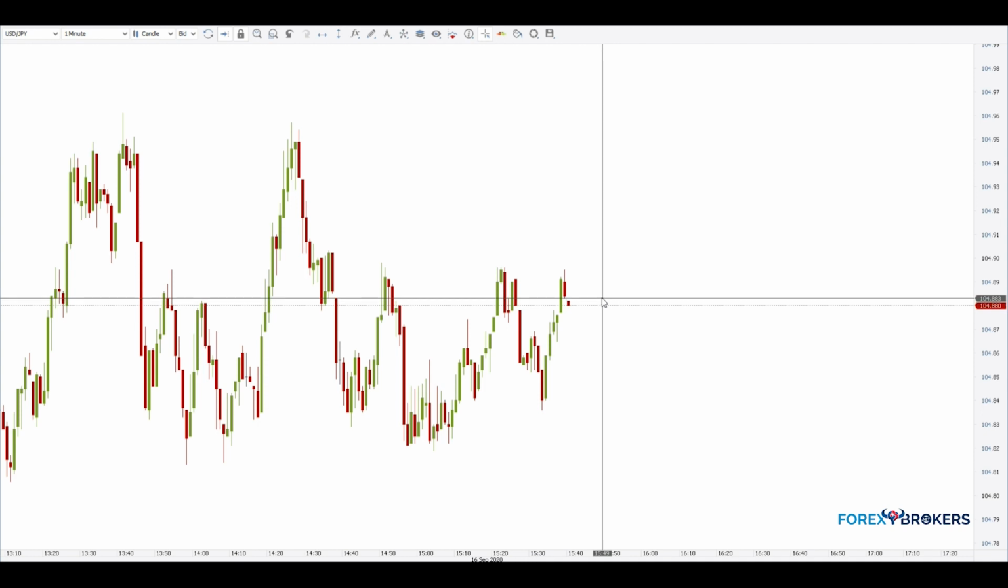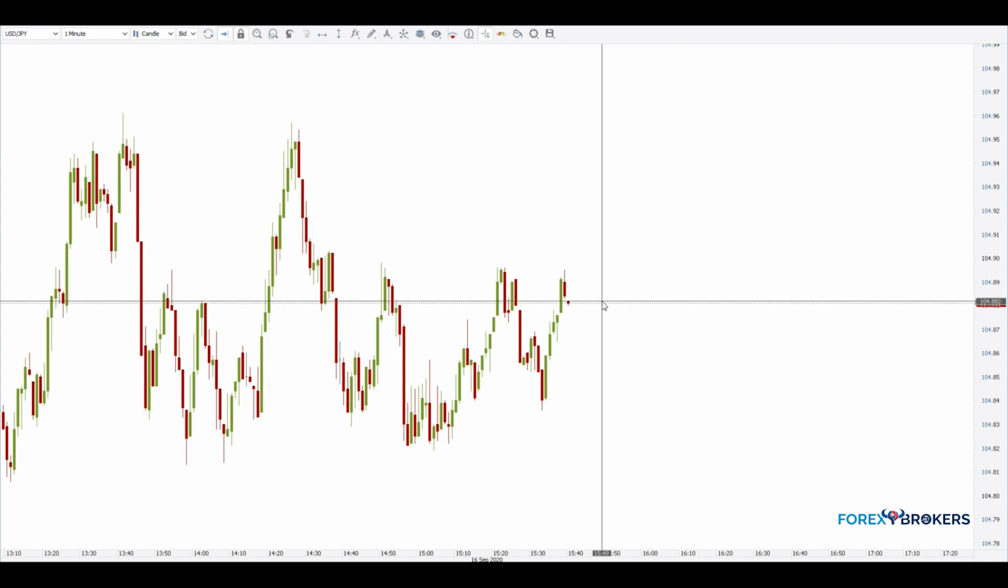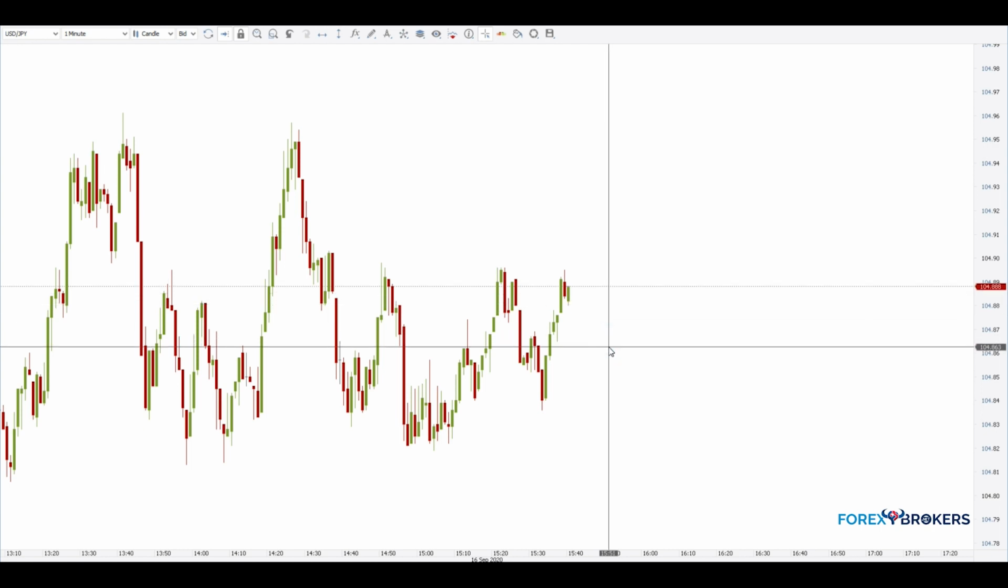See here, another slippage from 104.88 all the way to 104.87. So this is almost 1 pip slippage. If your trading strategy has a take profit of 10 pips, 1 pip means 10%. So this is a cost to consider.